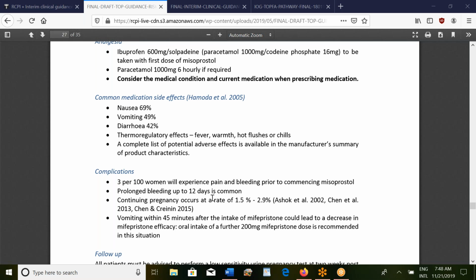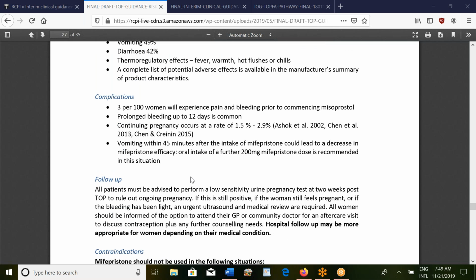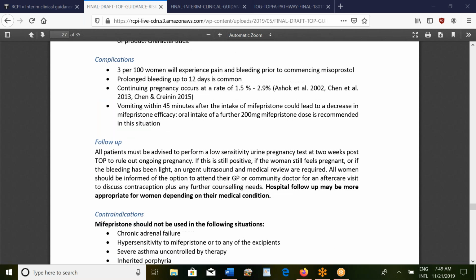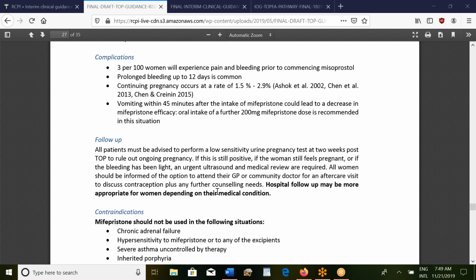If she comes back and she has bleeding, you should do an ultrasound. If there are no POCs, then you tell her that it may continue. And a minority, like 1.5 to 2.9%, the miscarriage has failed and we didn't realize, so the pregnancy can continue. Then vomiting, if it has occurred early, within an hour or 45 minutes, then you need to give her another dose. Then we need to tell them that they can come for follow-up to your own facility or they can go to their GP or community doctor for an after-care visit and to discuss contraception if it was not offered at the same time.